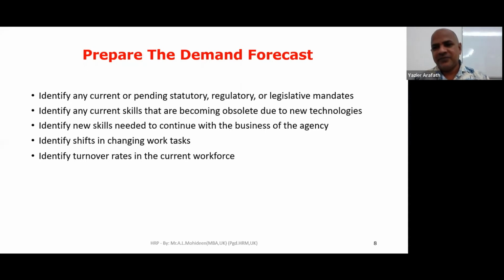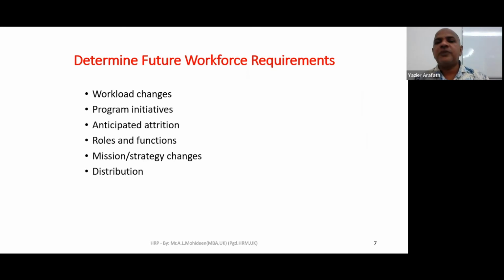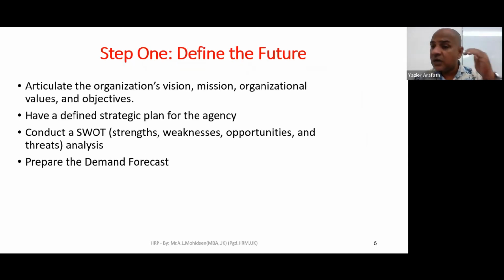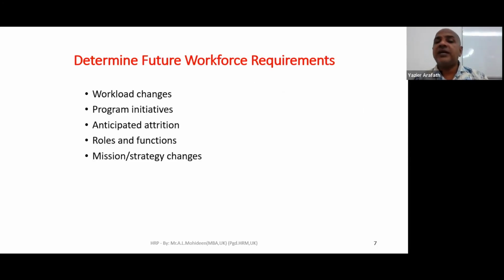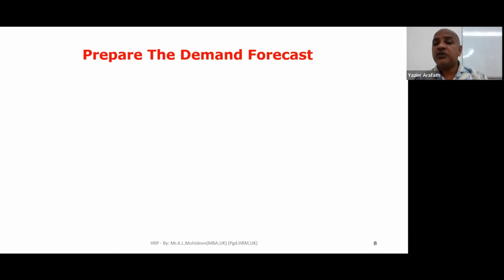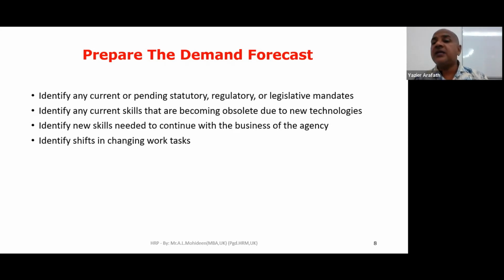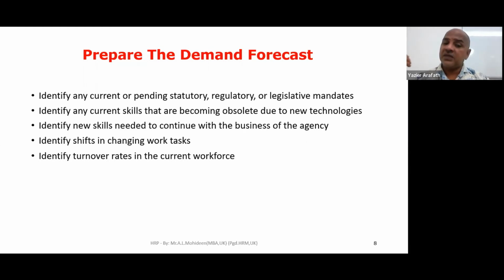Preparing the demand forecast. First, we discussed that we have to determine the workforce plan based on defining the future, how the organization has to go. Then we have to identify the requirements of the workforce plan for the future and the demand forecast. So when we prepare the demand forecast, what are the things we have to consider? We have to identify the current laws and regulations connected to the country we are going to hire from, and also identify the current skills, the skills needed to continue with the business, any gaps, and also the turnover rate. These are the things that have to be identified and forecasted. So if in the future we have some problem in this case, we have to address these things. Based on that, we have to prepare our workforce.